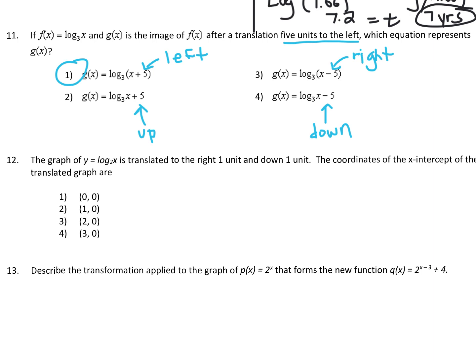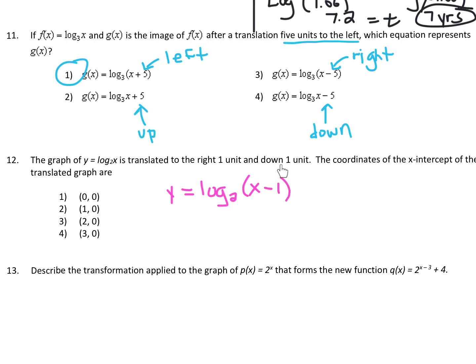Okay, now number 12. If we're given this graph and we want to translate it 1 unit to the right and 1 unit down, let's think about the rules that we just talked about up here. All right, so here's what we have. Y equals log base 2. Now, I'm going to open a parenthesis in front of that x, because if we're going to the right 1 unit, doesn't that mean we have to subtract 1 within the parenthesis?